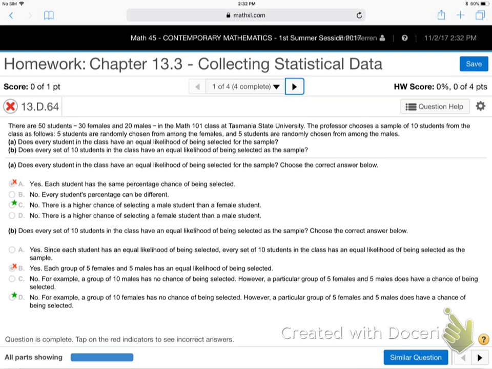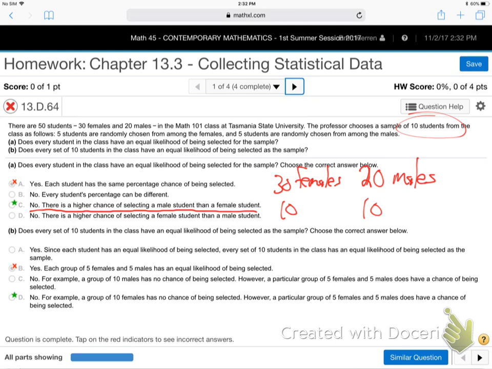And you can see my answer there is no. Do you understand why that is? No, there is a higher chance of selecting a male student than a female student. What am I talking about there? So there's 30 females and there's 20 males, right? 50 total. And they're going to pick 10 from this group and 10 from that group to be on whatever their sample is there. 10 from each group. 10 females, 10 males.